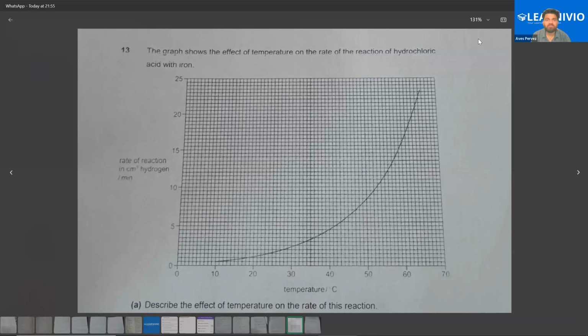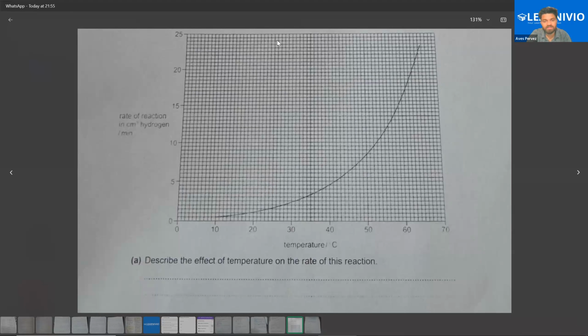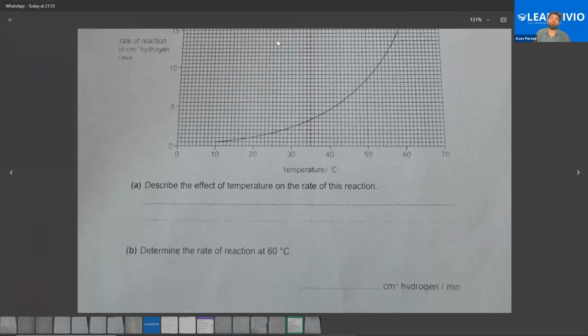The graph shows the effect of temperature on the rate of the reaction of hydrochloric acid with iron, and this is the simple answer. Let us describe the effect of temperature on the reaction rate. So you see that as we are increasing the temperature, the reaction rate is becoming faster. So for increasing the temperature, the rate of reaction increases because of increased collisions.